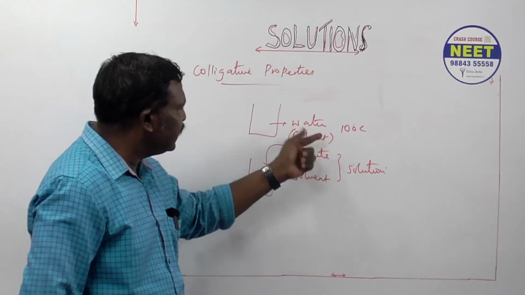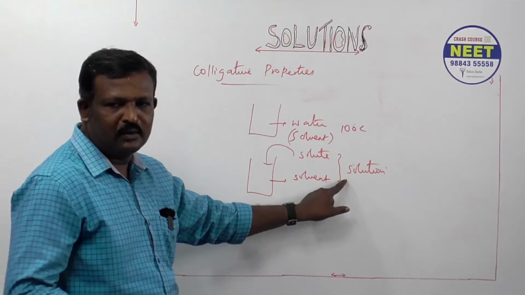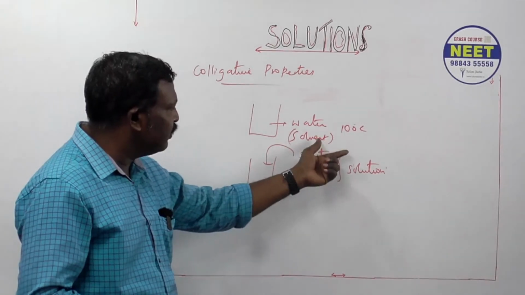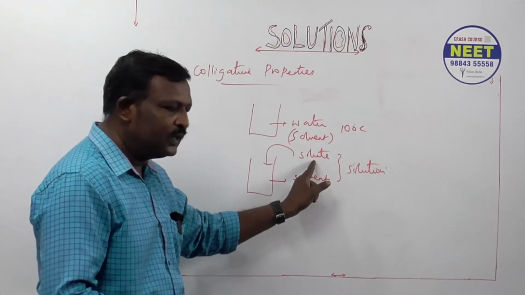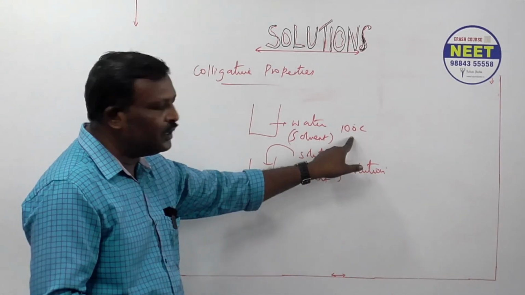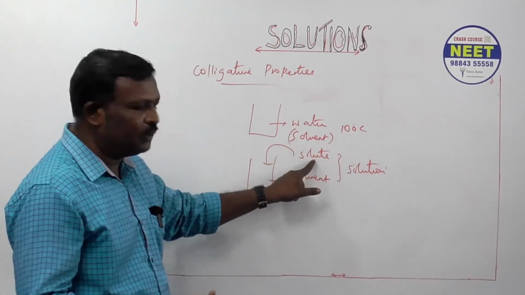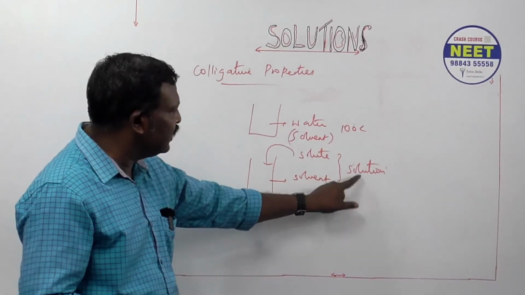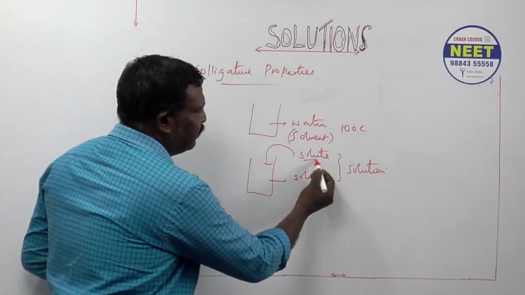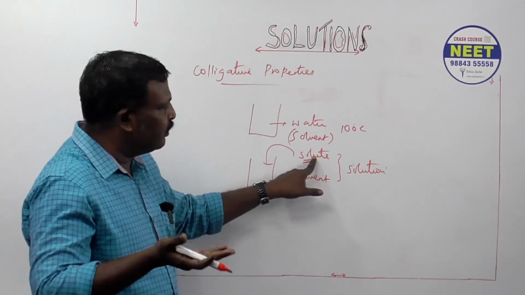So before that it boils at 100 degrees Celsius, now it boils at more than 100 degrees. Now it consists of solute, so there is an interaction between solute and solvent. Now the solution's boiling point will be more than 100, it may be 110, it may be 120, depending upon the number of solute particles you are adding. The boiling point increases depending upon the number of solute particles present in the solution. How much solute you are adding, that much the boiling point will increase.